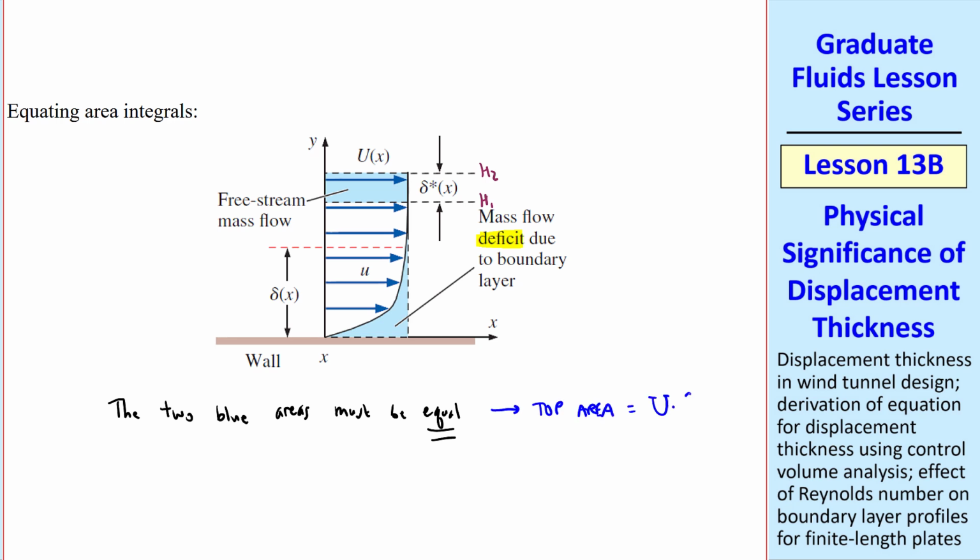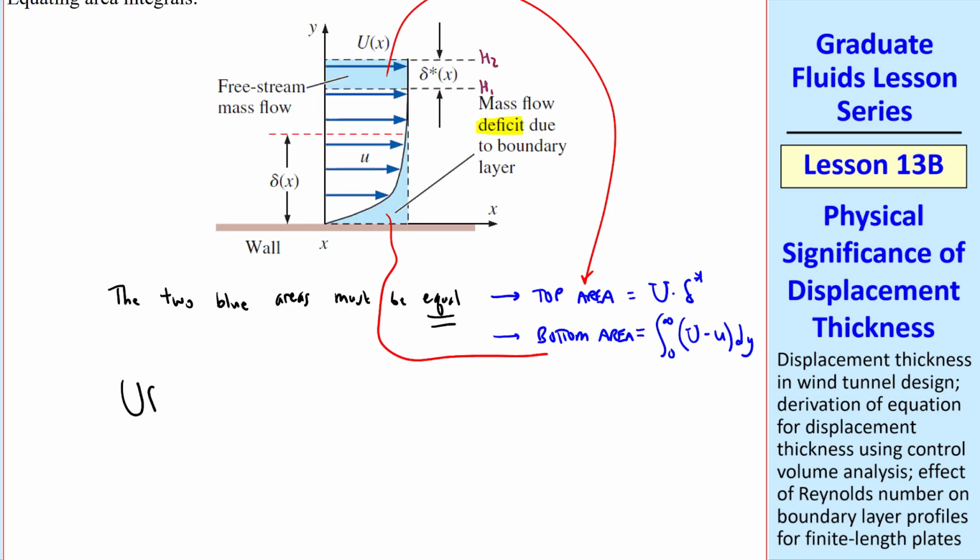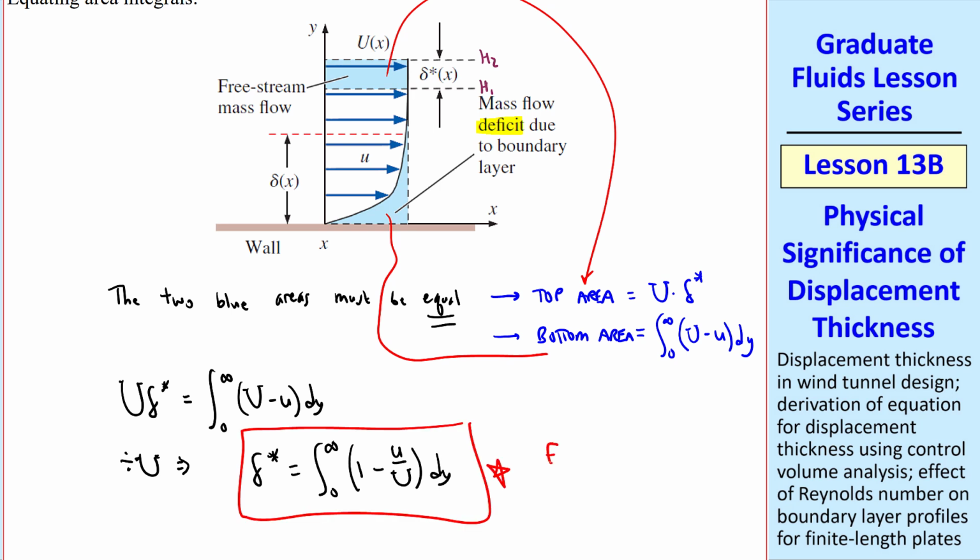The top blue area is just U times delta star, and the bottom area is the integral from 0 to infinity of capital U minus little u dy. That's the deficit velocity here, capital U minus U. Well, let's equate these. Dividing by U, we get our equation for delta star as the integral from 0 to infinity of capital U over capital U, or 1, minus little u over capital U dy. This is our equation for displacement thickness in a boundary layer. And even though we've derived this for a flat plate, this equation is valid for any boundary layer. It's how we define displacement thickness.